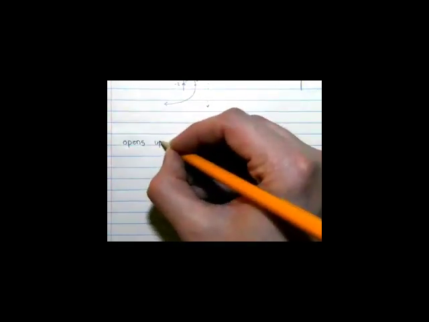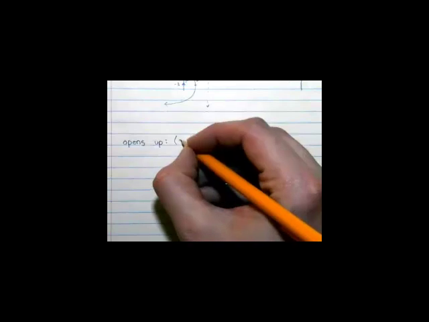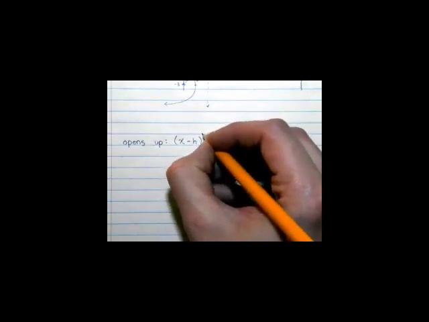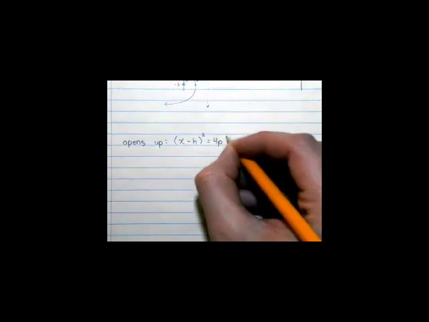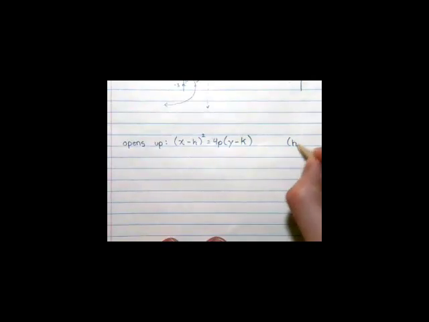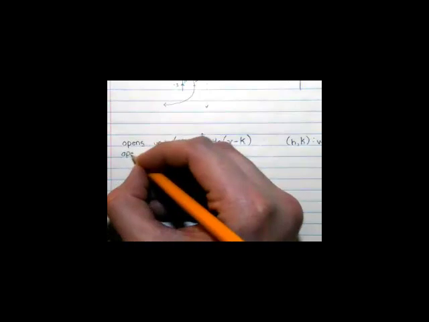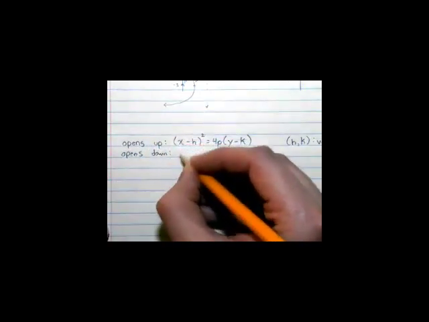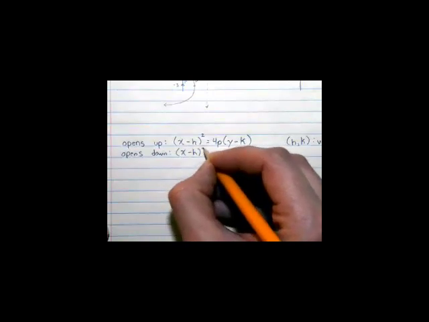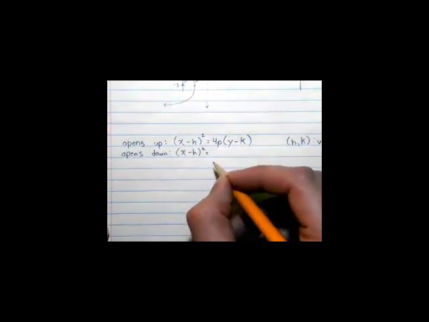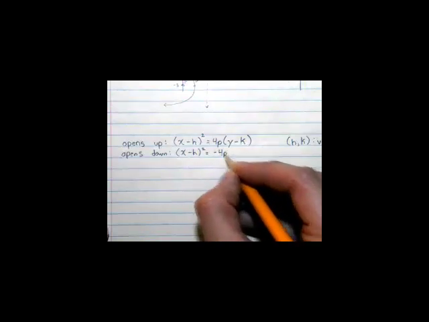So this is going to be an x squared parabola, so it'd be x minus h squared equals 4p times y minus k, and (h, k) is the vertex. If it opens down, same thing. What's the only difference? Yeah, negative 4p, with a y minus k.